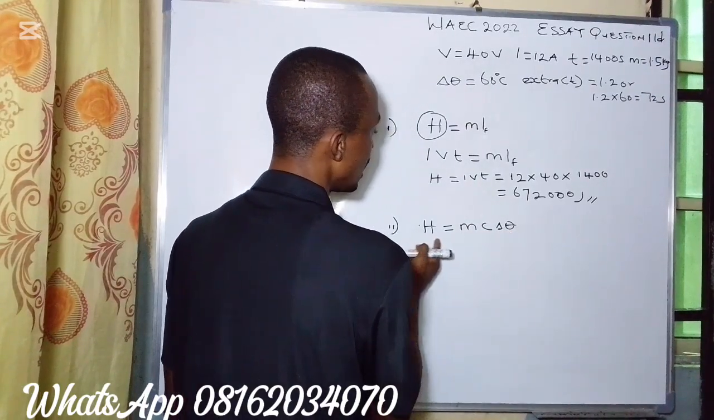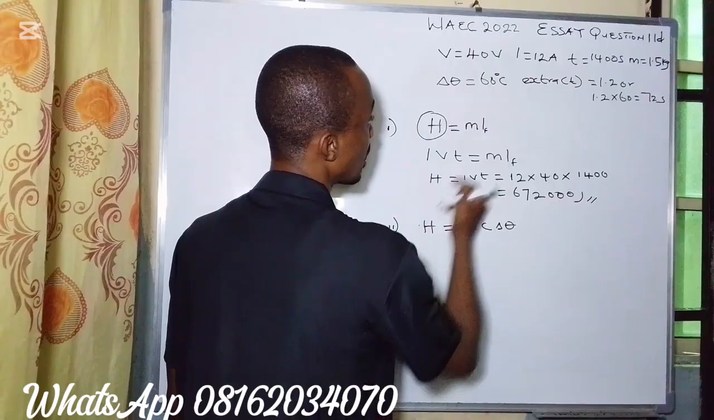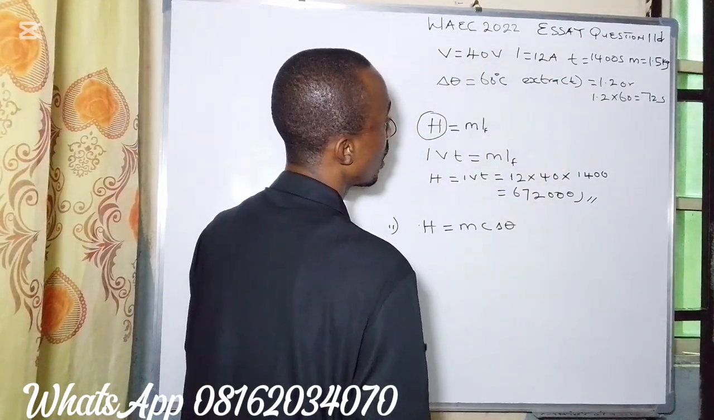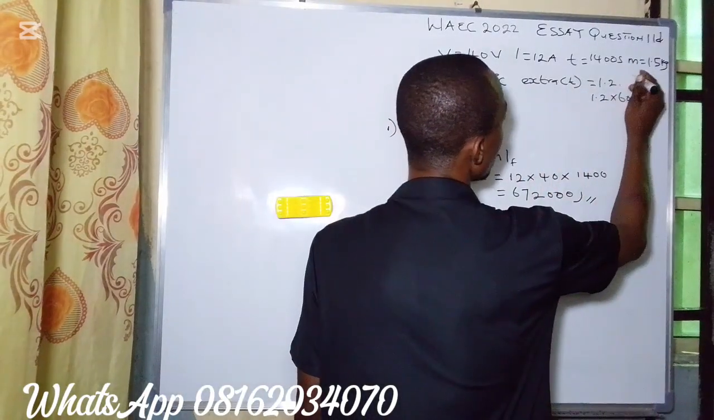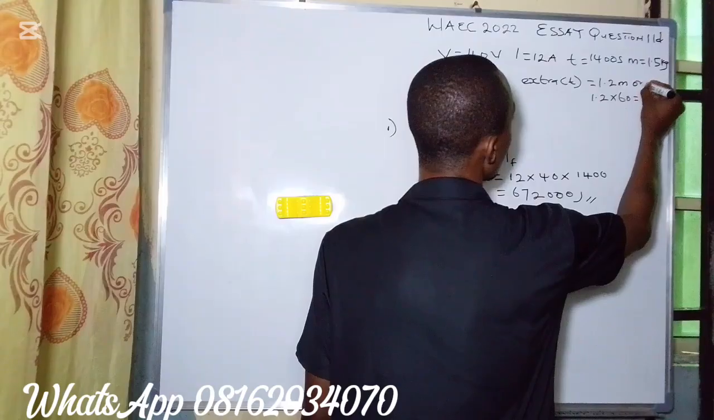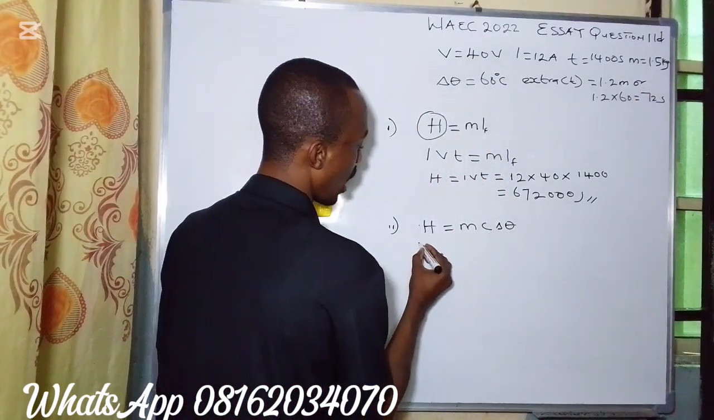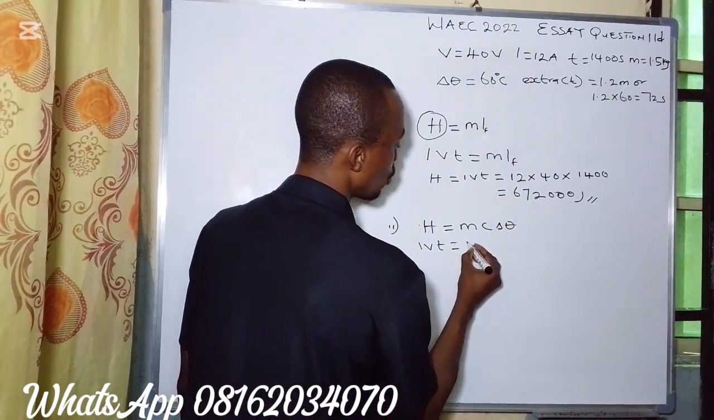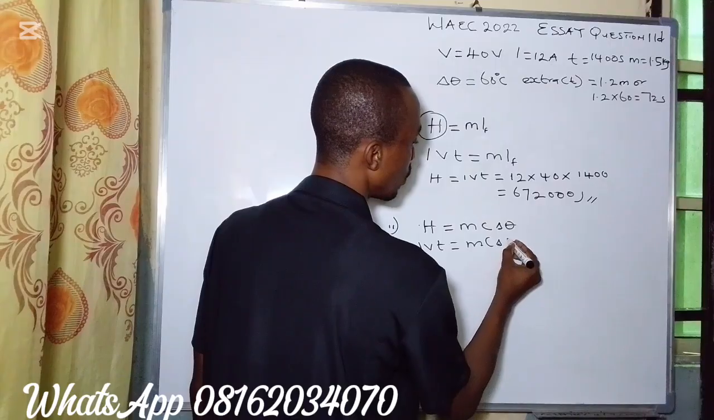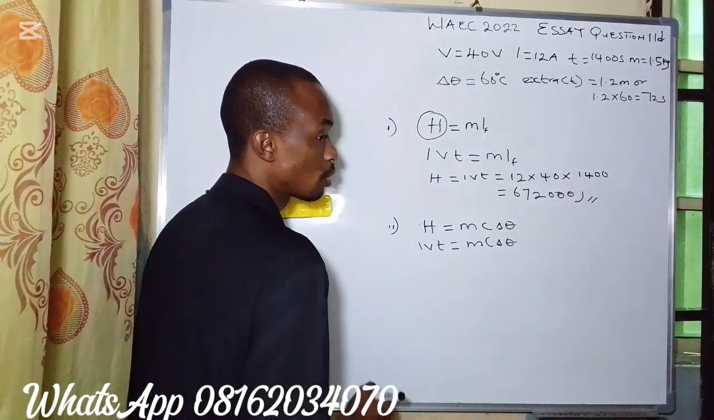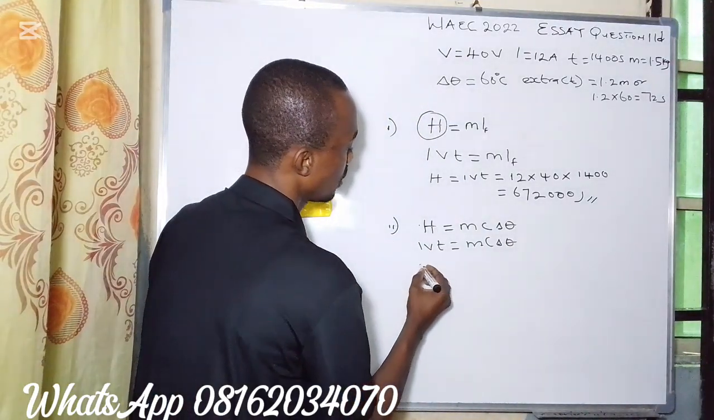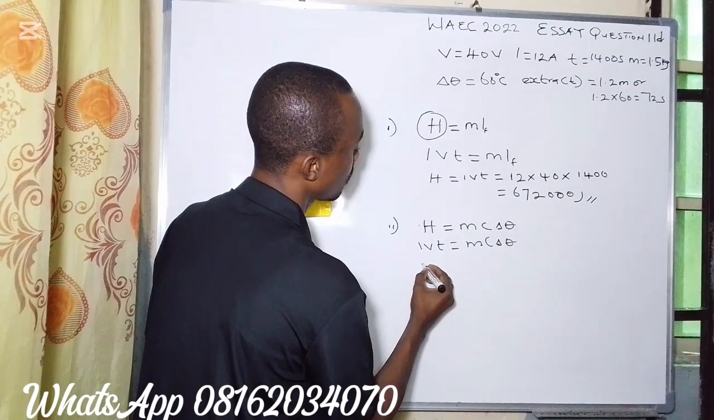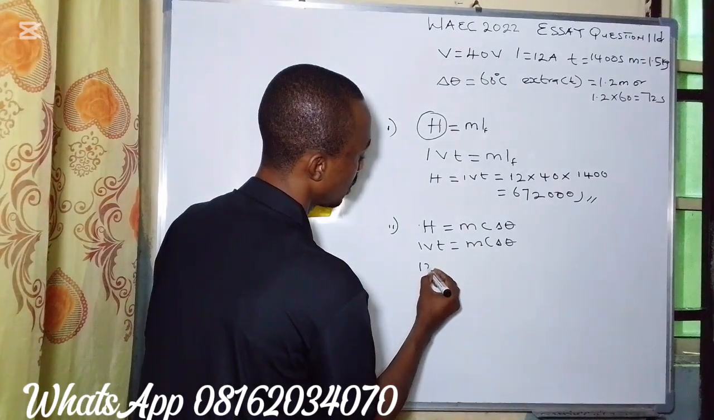But remember that this heat was supplied by an electrical device in an extra 1.2 minutes. Look at this, 1.2 is a minute, so I kind of converted it. Now this will be IVT equal to MC, change in theta. Pay attention. So if we proceed, what's my I? My I is going to be the current. The current is still steady.